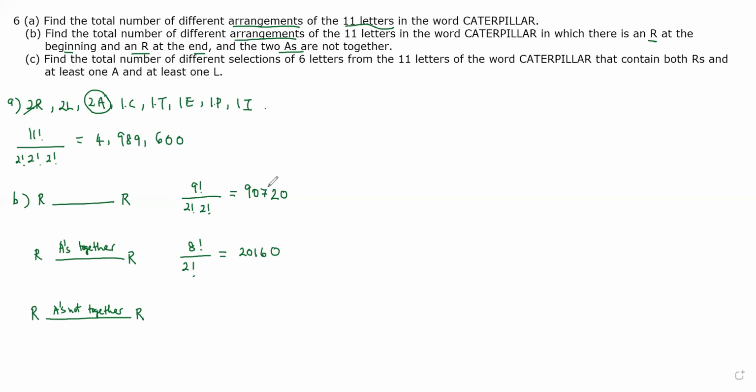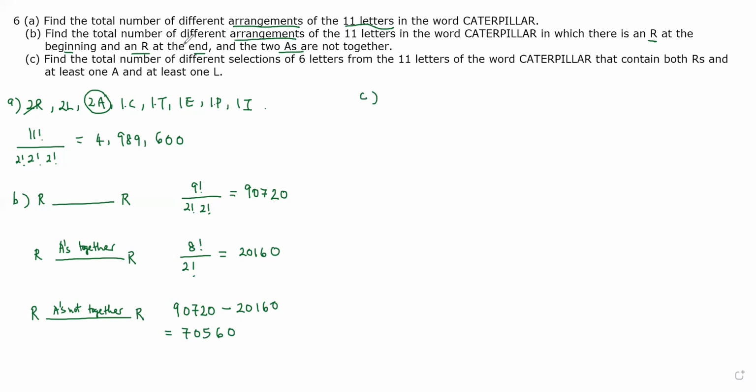The number of permutations where you have an R at the beginning and an R at the end, and the A's are not together, can be found by subtracting these two. We have 90,720 minus 20,160. That gives us 70,560.